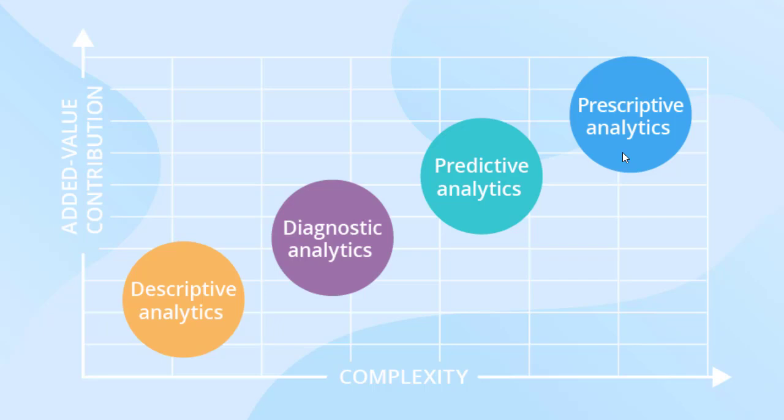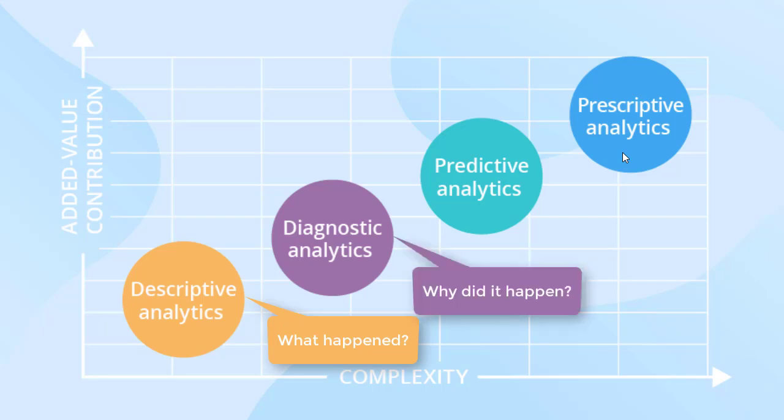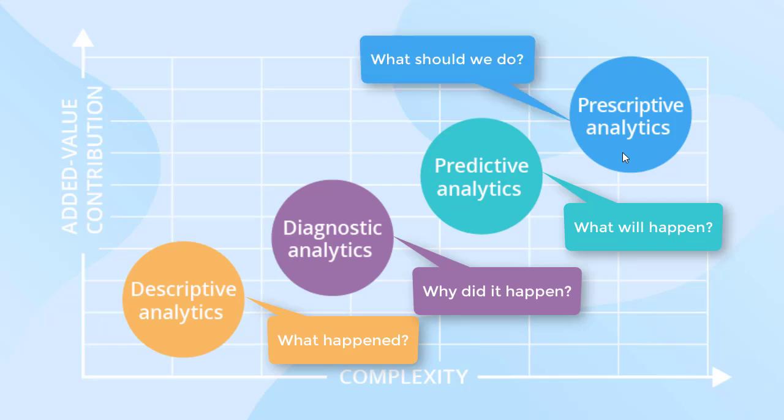So when we look at data analytics, we can categorize data analytics through 4 forms. Descriptive analytics, again, that answers the question of what happened. Diagnostic analytics, which answers the question of why did it happen. Predictive analytics, which answers the question of what will happen. And prescriptive analytics, which answers the question of what should we do.